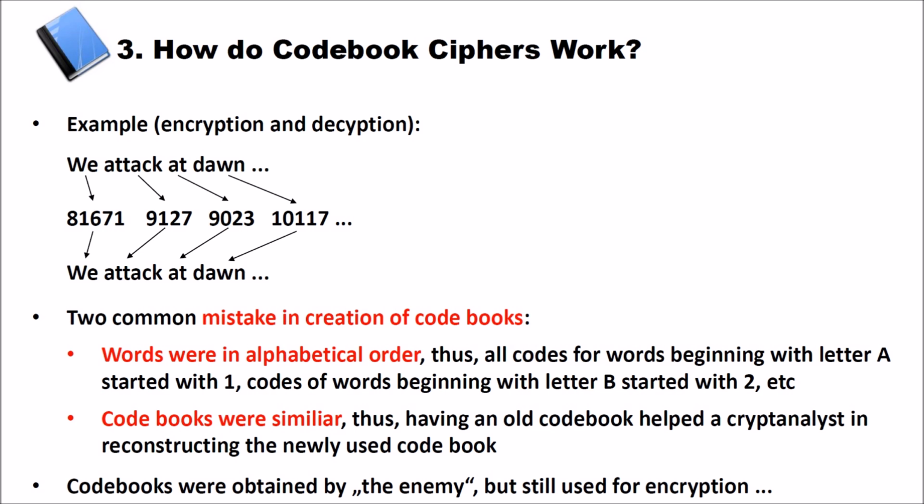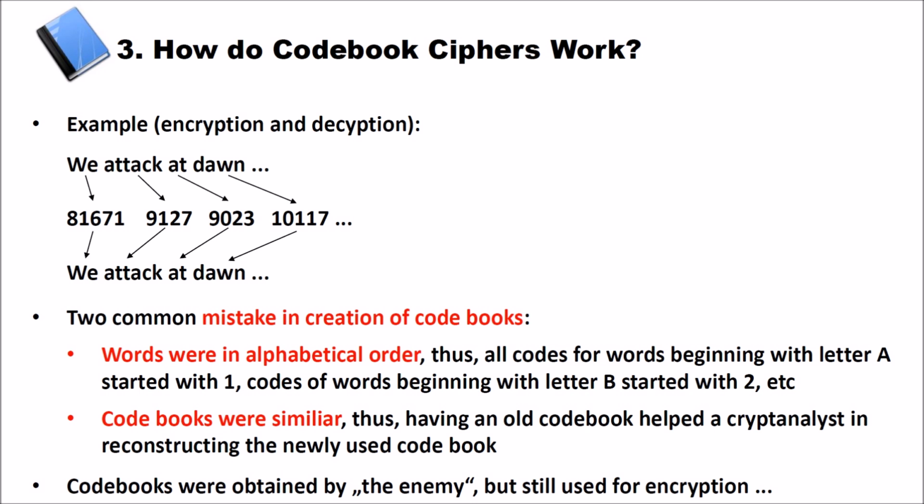Then this makes it really easy to find words that are close together. And here with the example I made, you can see this. For instance, "attack" and "at" both start with 9. They are really close together, and that is because they start with the same letter. To avoid this, you have to randomize the numbers that you assign to these words, or randomize the order of the numbers assigned to the words in the codebook.